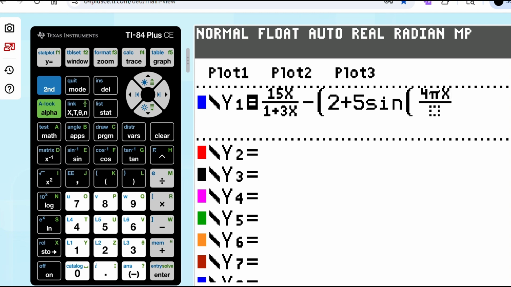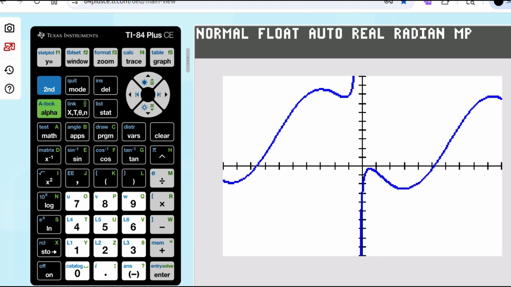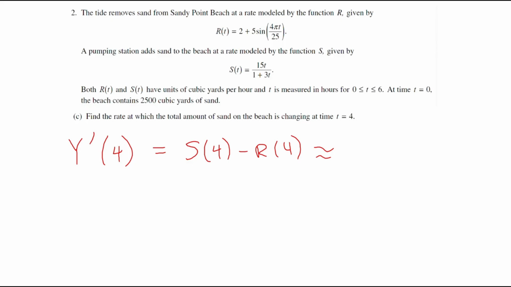4i x over 25. Close the parenthesis for the sine and for the subtraction. And we're eventually going to need to graph this, and we'll just graph it for right now. That's what it looks like, and we'll deal with the window in a second. We wanted to know the value of that for part C at 4.